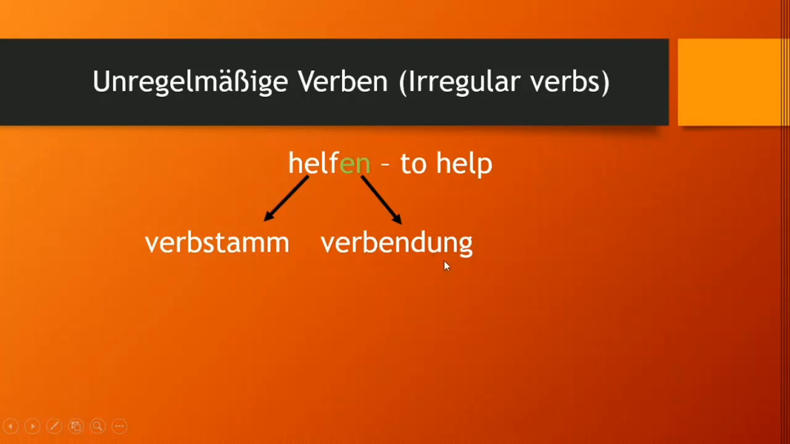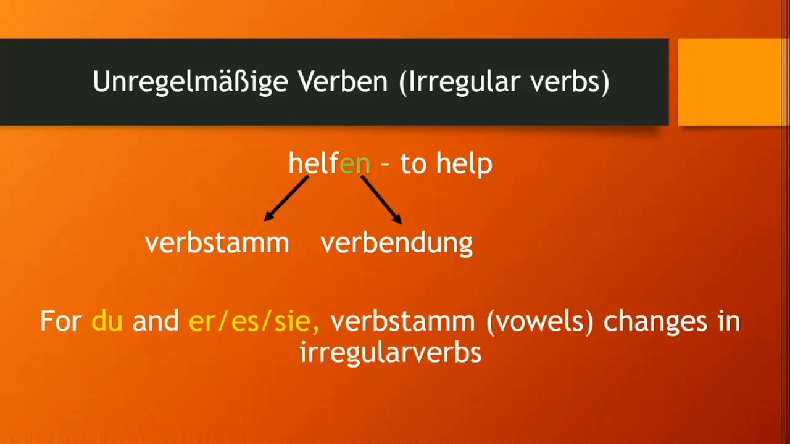So the difference in irregular verbs is that for du and er/sie/es, the Verbstamm changes. And what changes in the Verbstamm? The vowels. So the vowels in the Verbstamm change. We'll see how it changes.